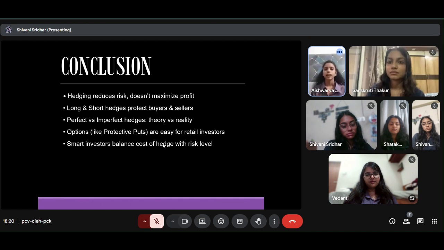In conclusion, hedging is not about maximizing profit but reducing the risk and ensuring stability. Both long and short hedges are used to protect buyers and sellers from market fluctuations. A perfect hedge exists only in theory, but in reality most of them are imperfect hedges and they are still effective. Most smart investors strike a balance between the cost of the hedge and the level of the risk they are willing to take.